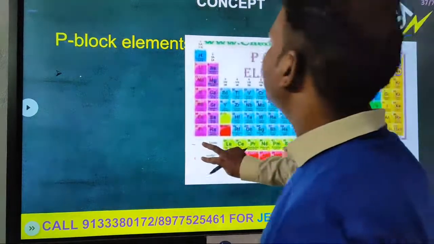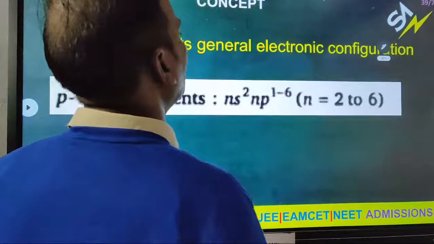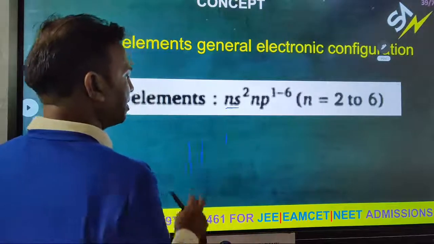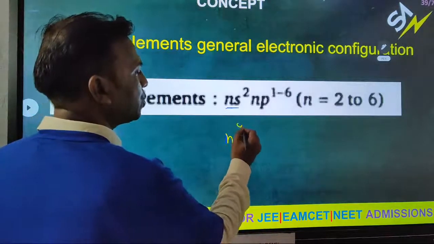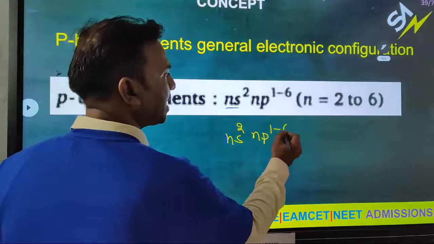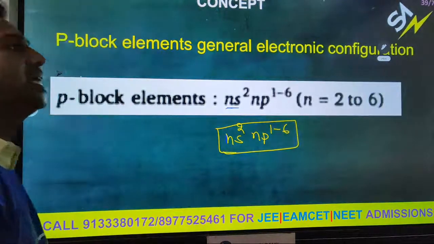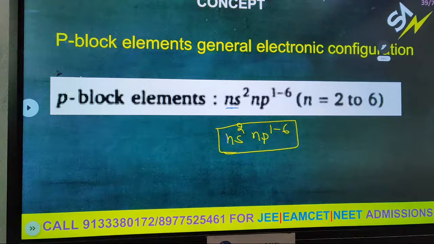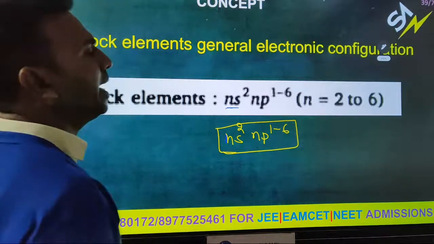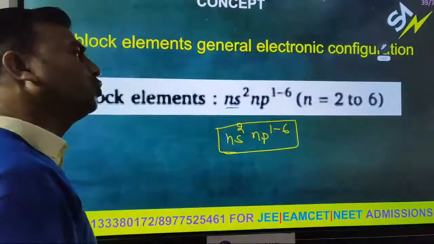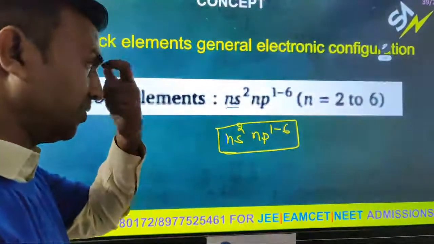So what is the general electronic configuration of the P block elements? The general electronic configuration of the P block elements is ns2 np1 to 6. So ns2 np1 to 6 is the general electronic configuration of all P block elements. In the 13th group, the electrons enter ns2 and then np, 1, 2, 3, 4, 5, 6. Is that clear?